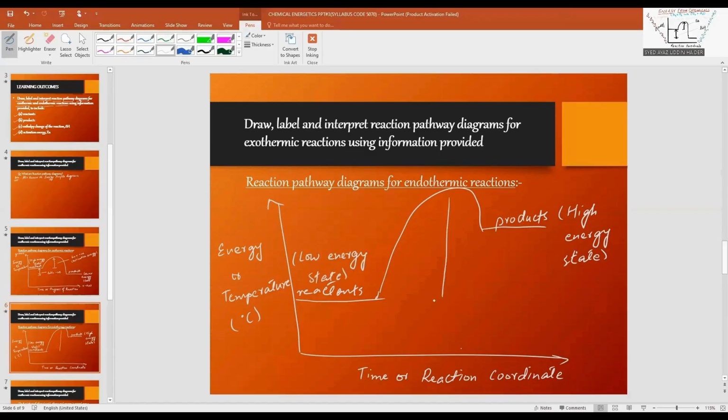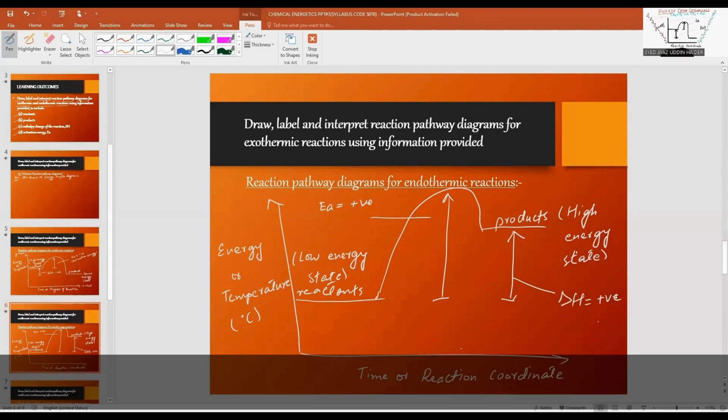This will be the EA or activation energy, which is always positive. And this is the delta H. And we know this is an endothermic reaction, so the sign will be positive. Remember, for all endothermic reactions, the delta H will be positive.